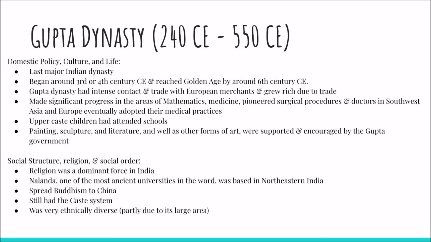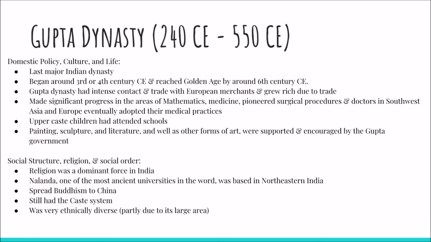Going back to India, the Gupta Dynasty arose in 240 CE and ended in 550 CE. It was the last major Indian dynasty of the era. It reached its golden age around 500 CE. The Gupta dynasty had intense contact and trade with European merchants and Eastern merchants in China, and grew rich due to trade because of its central position within the Silk Road, as well as the Indian Ocean.